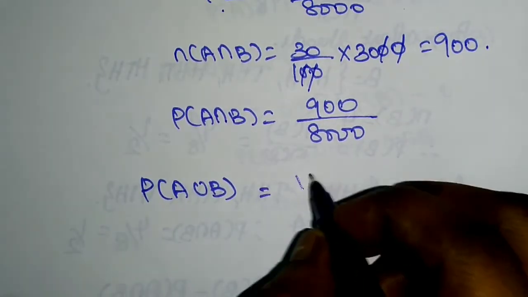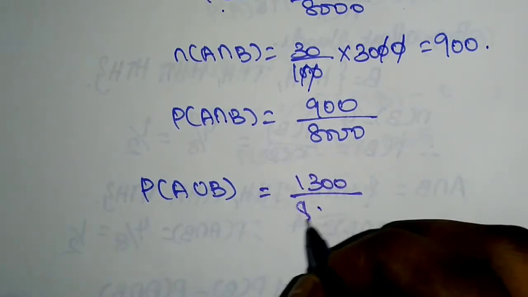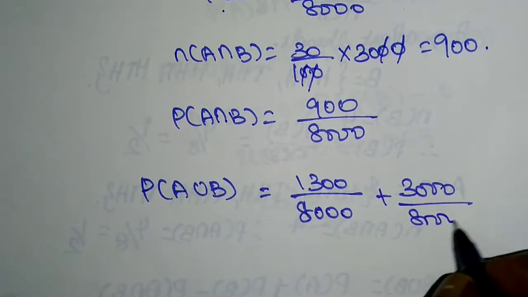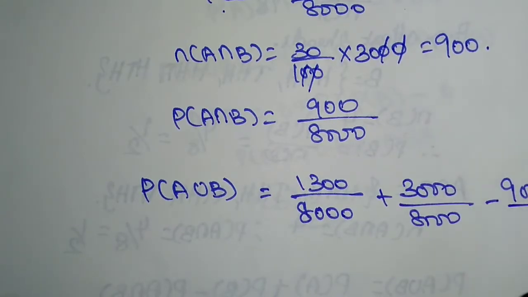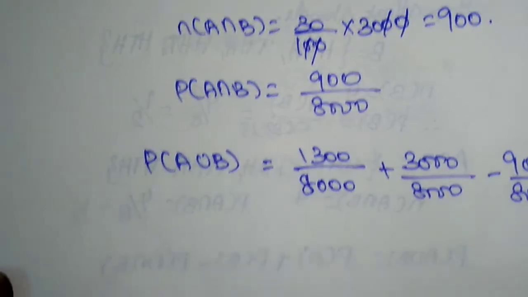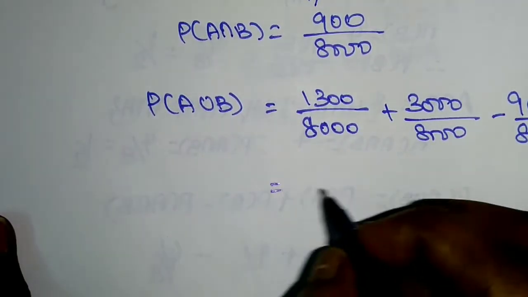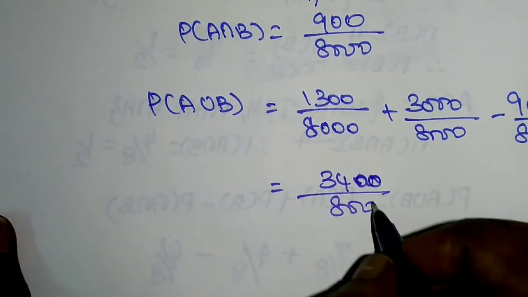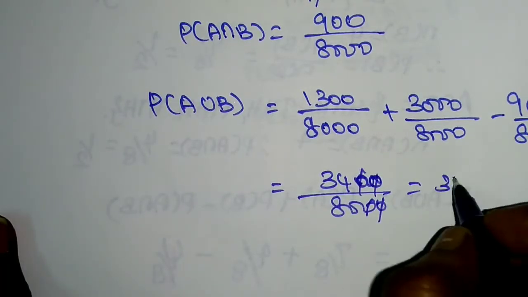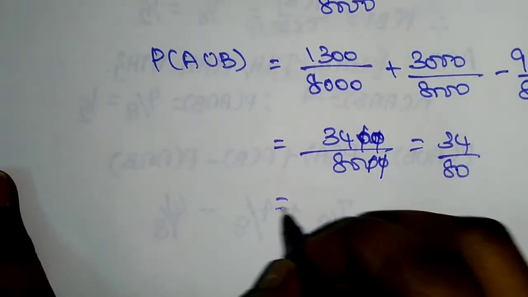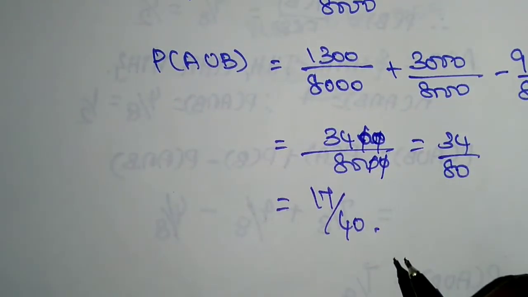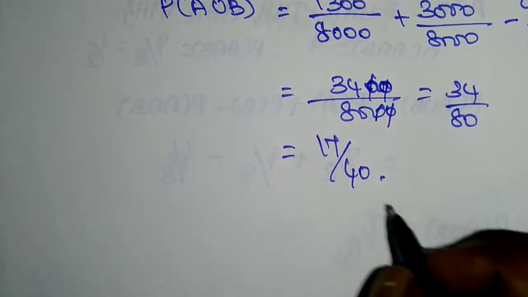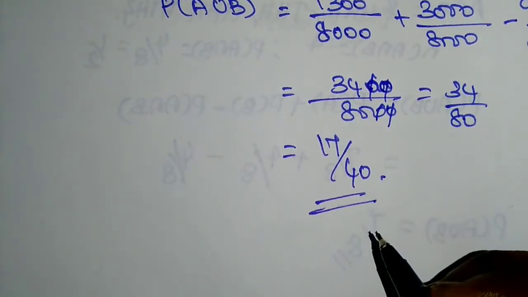So P of A union B is 1,300 divided by 8,000 plus 3,000 divided by 8,000 minus 900 divided by 8,000. Here we get 3,400 divided by 8,000, so 34 divided by 80, which can be written as 17 divided by 40. So the probability of choosing a female or a person over 50 years is 17 divided by 40.